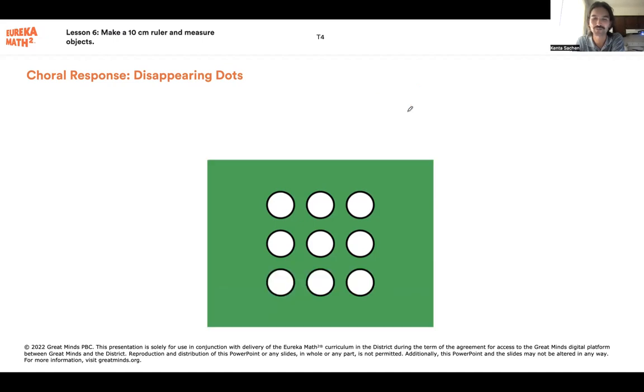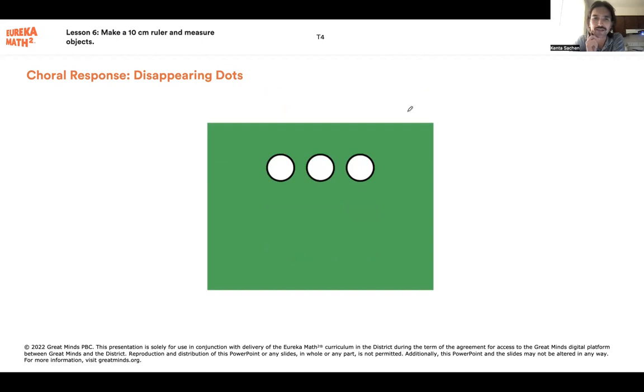Good work. Okay, we're going to start with 9 again. Ooh, how many disappeared this time? Good. Who can say the subtraction sentence? Yep, go ahead. Perfect. Great work. So 9 minus how many? 6. Yes, equals 3. All right, y'all are crushing it today. Awesome job.